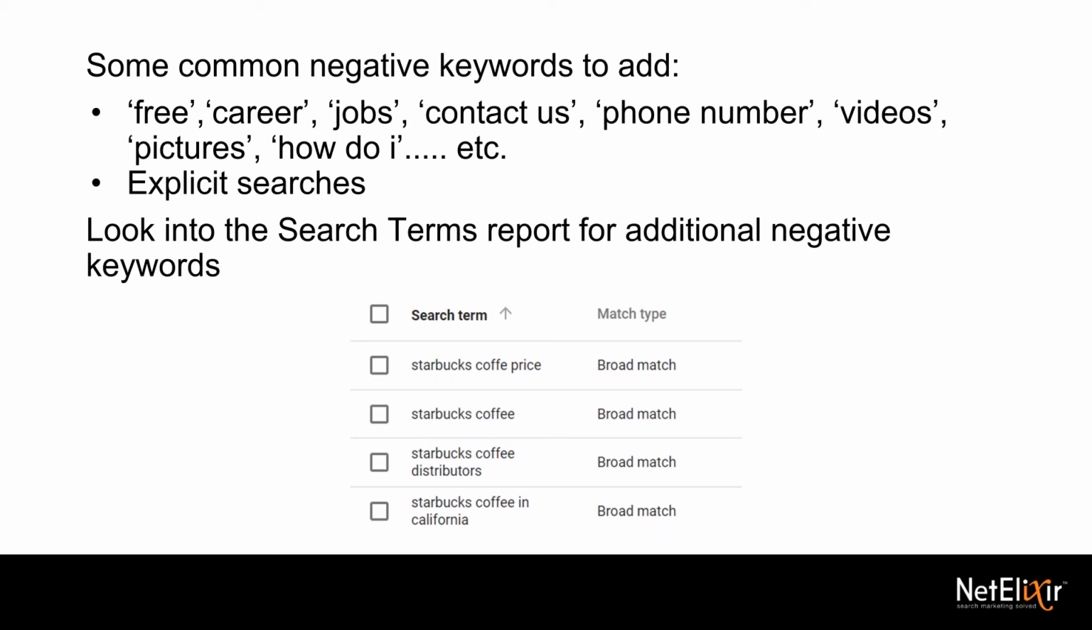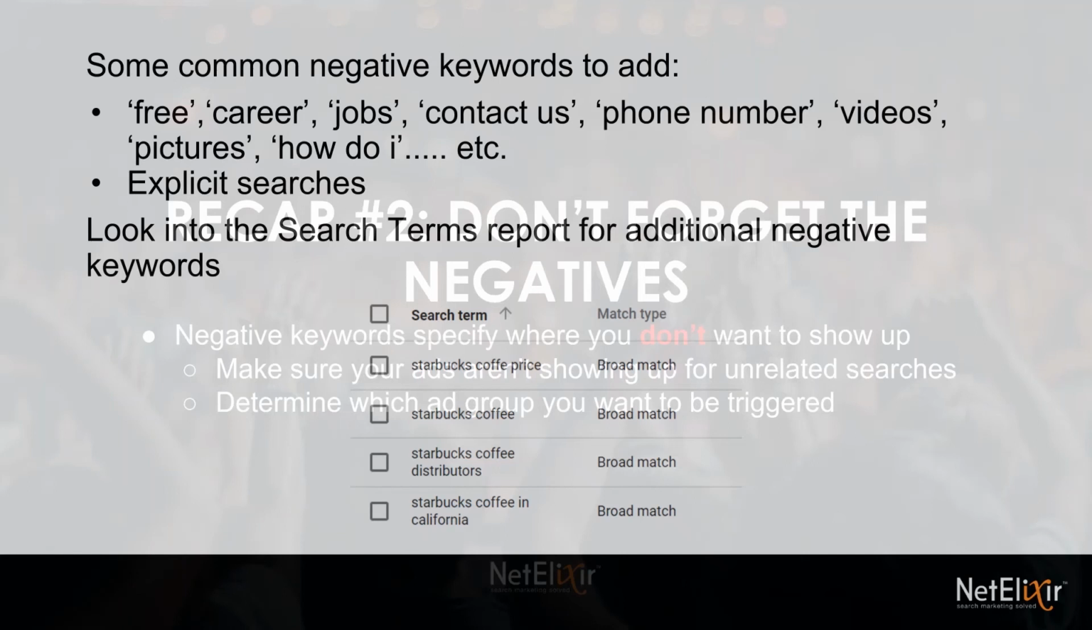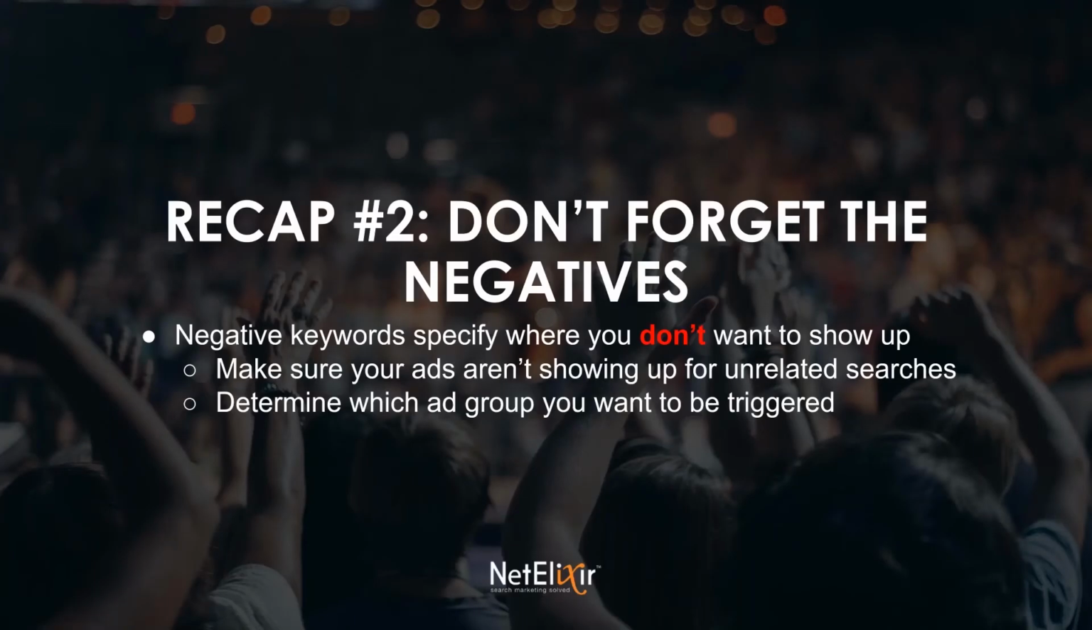Great, thanks, Sam. So to recap tip number 2, negative keywords. Make sure your ads aren't showing up for unrelated searches. Don't keep throwing money away, and determine which of your ad groups you want to be triggered for specific searches. Okay, moving on to number 3.